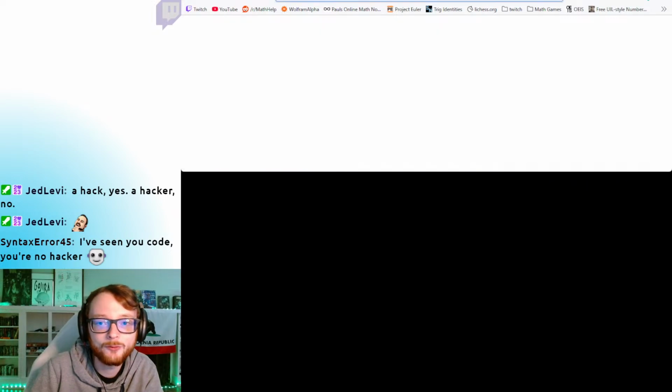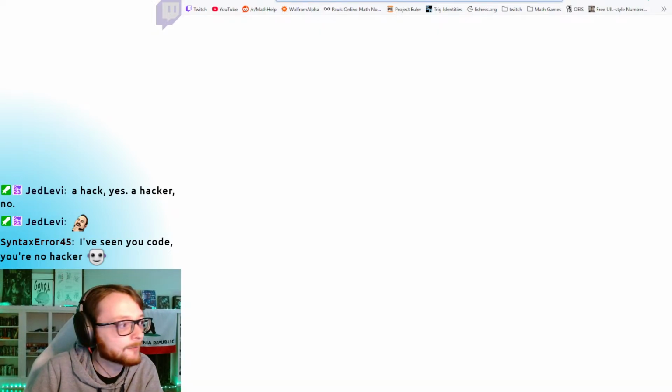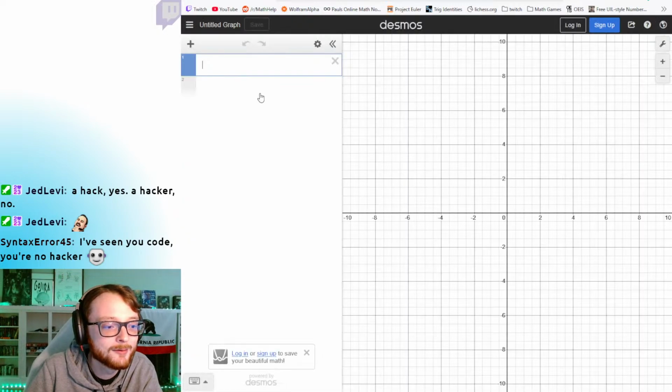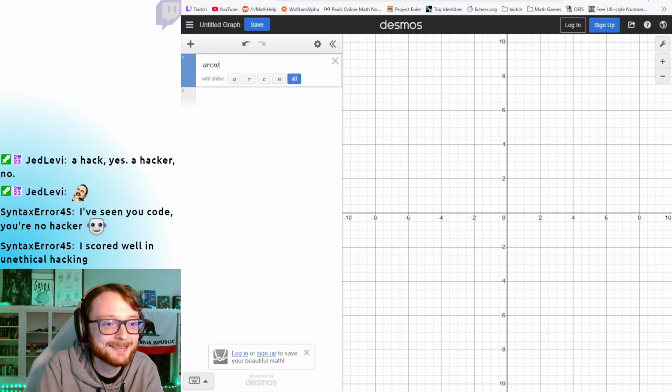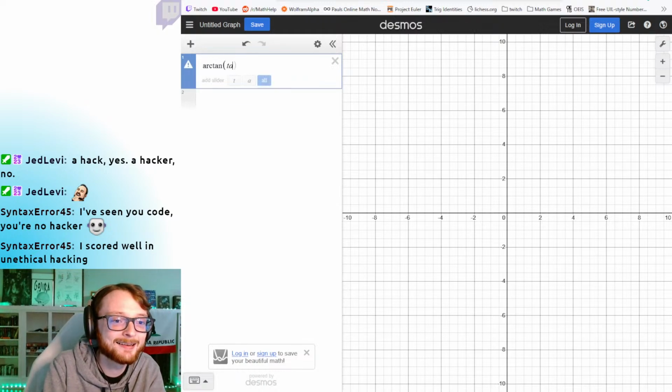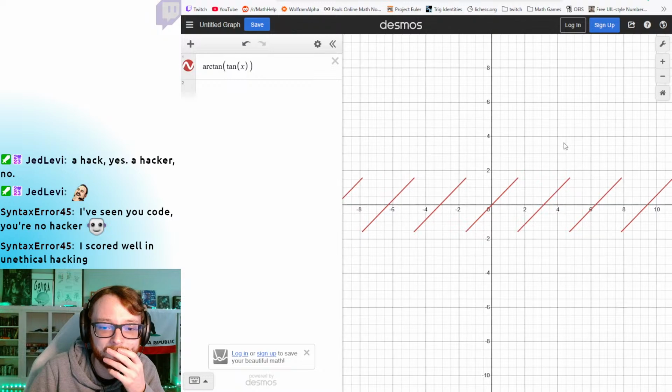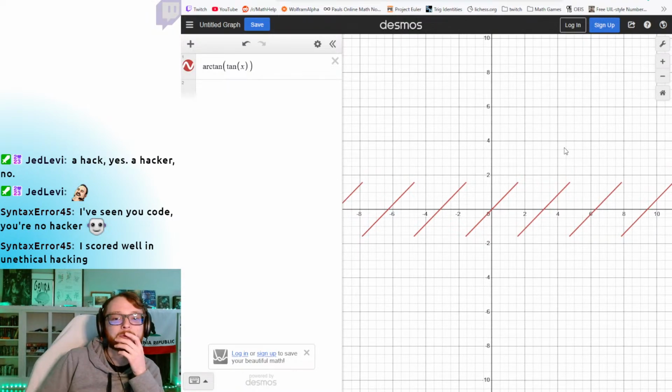Would Desmos? Oops. Why do you do this to me, Firefox? I hate you sometimes. Okay. Discord an unethical hacking. Ooh. Interesting.